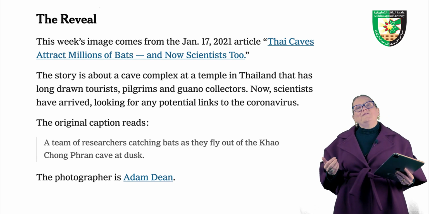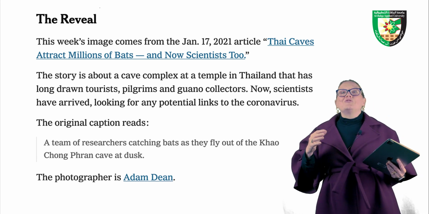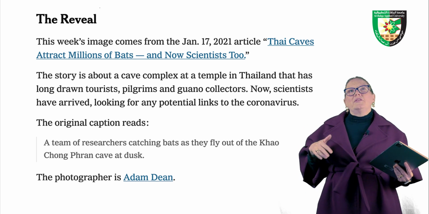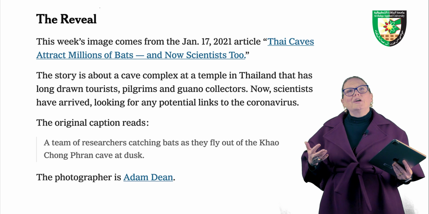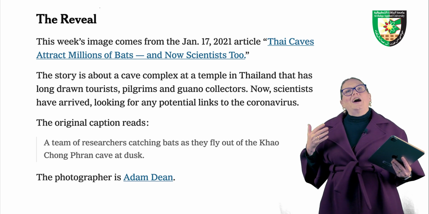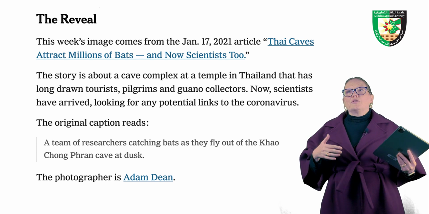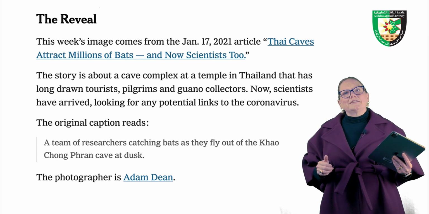Finally, you have the reveal at the end. This shows the actual caption from the picture, or maybe the article that the picture went with. And then you can talk about what the actual picture was from, and discuss the clues that would lead to that, and that sort of thing.